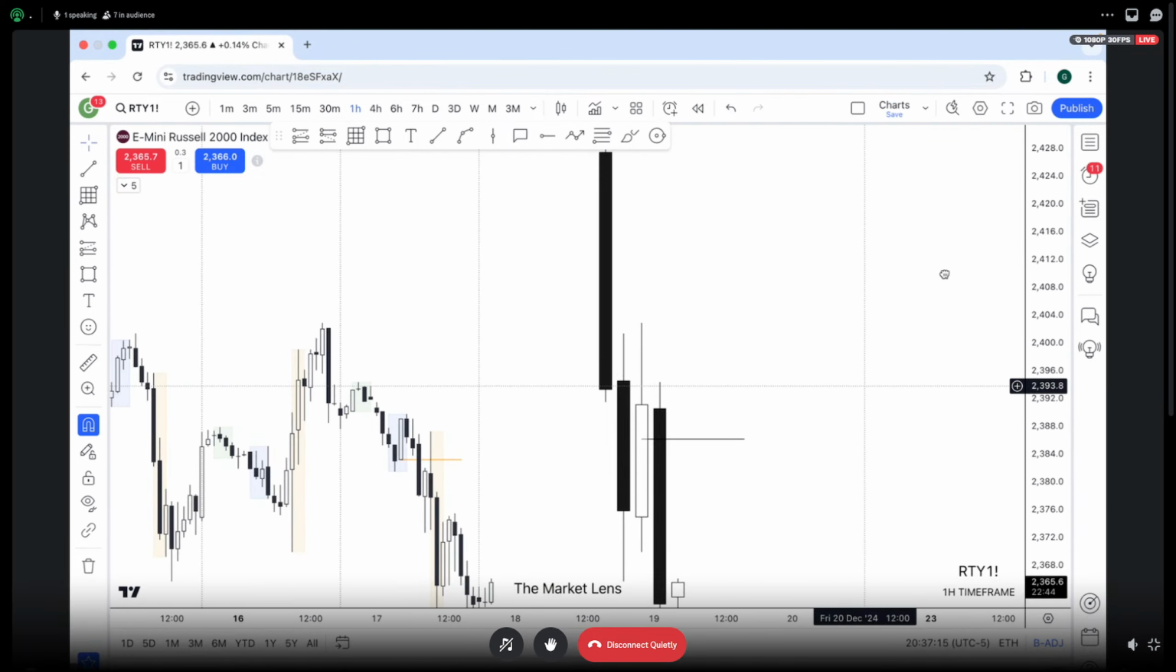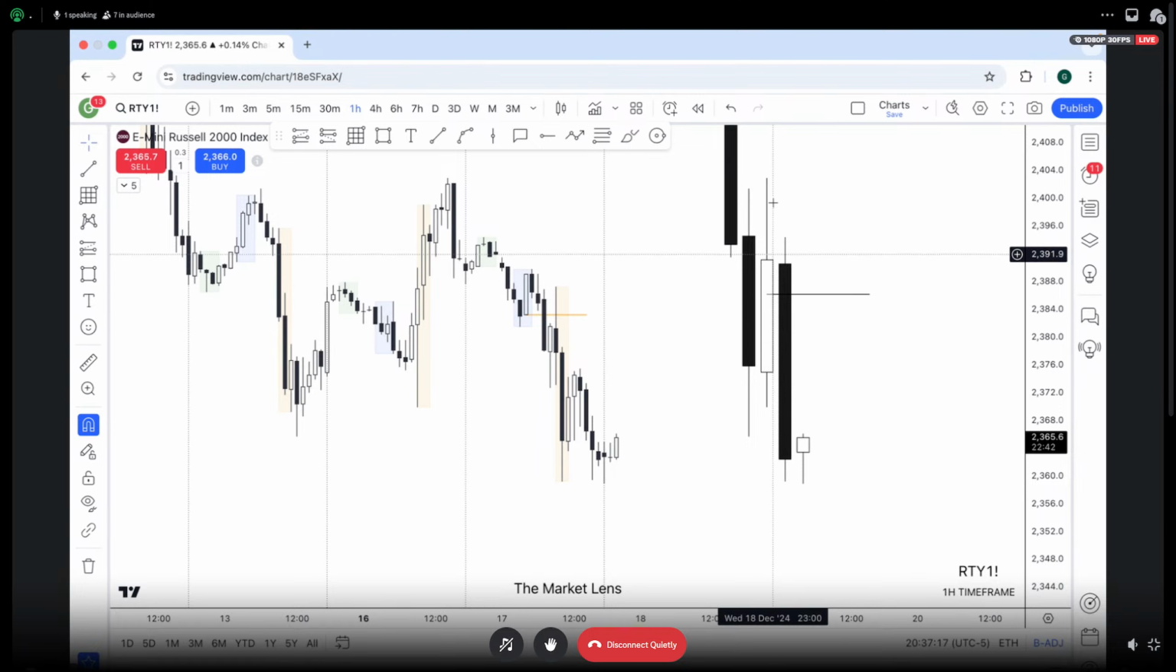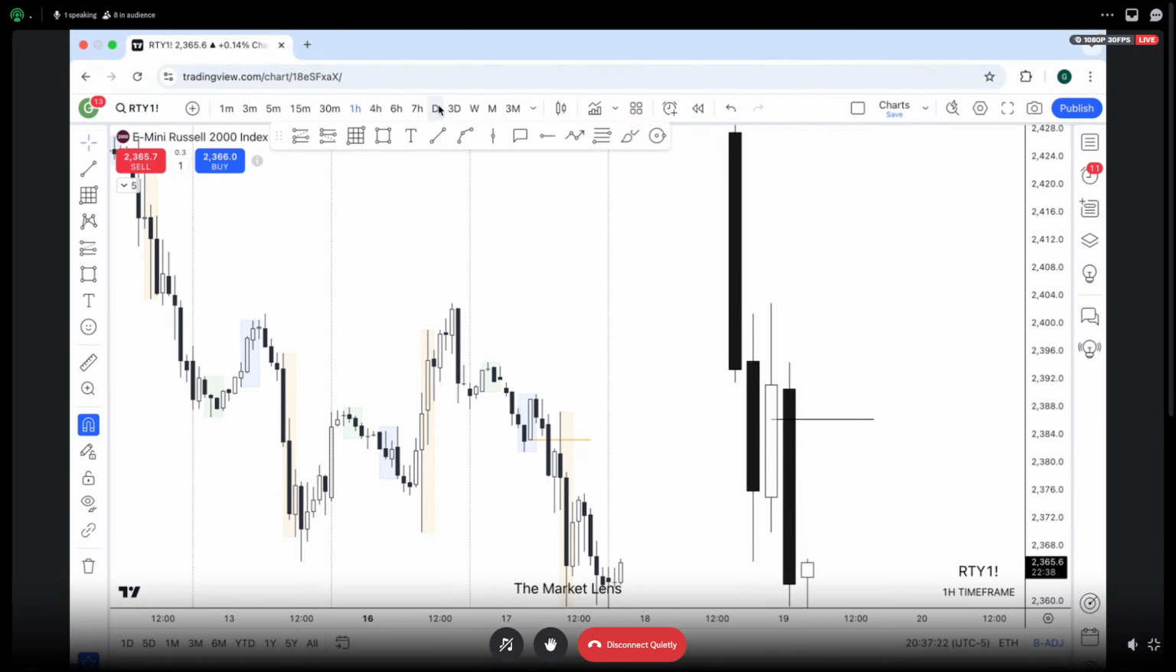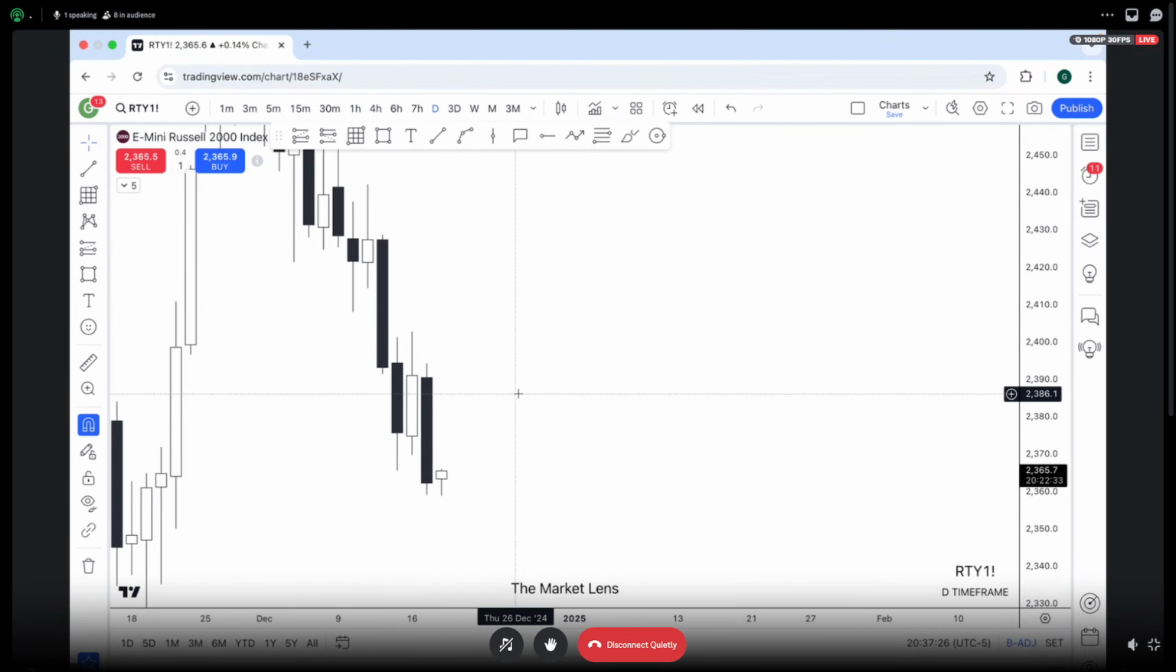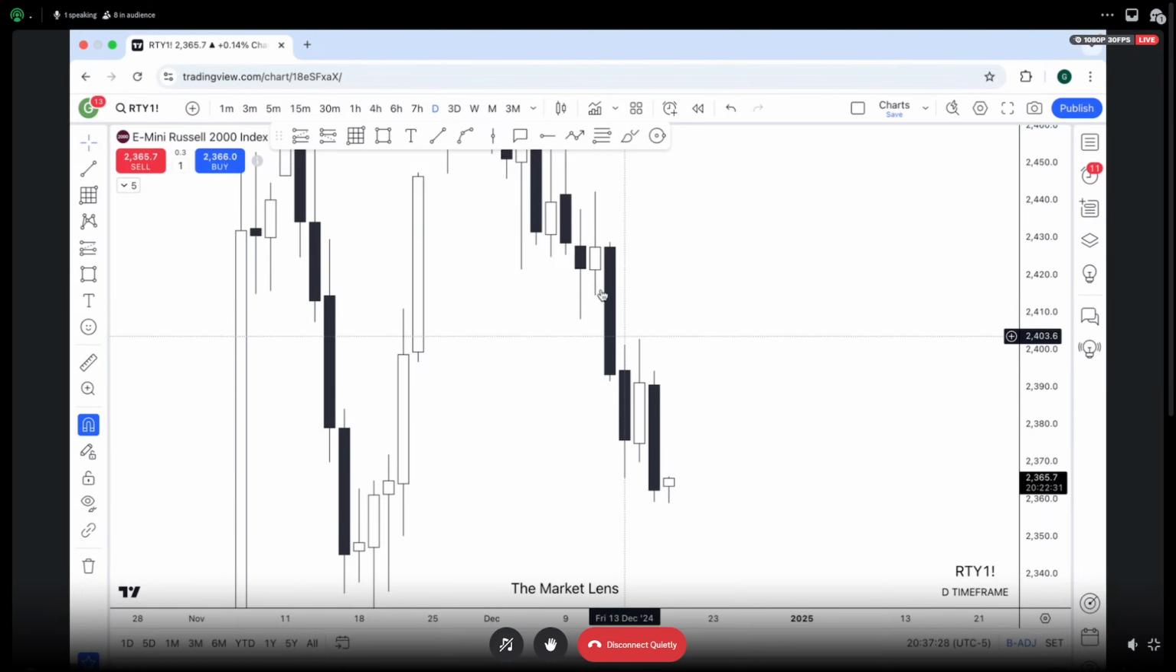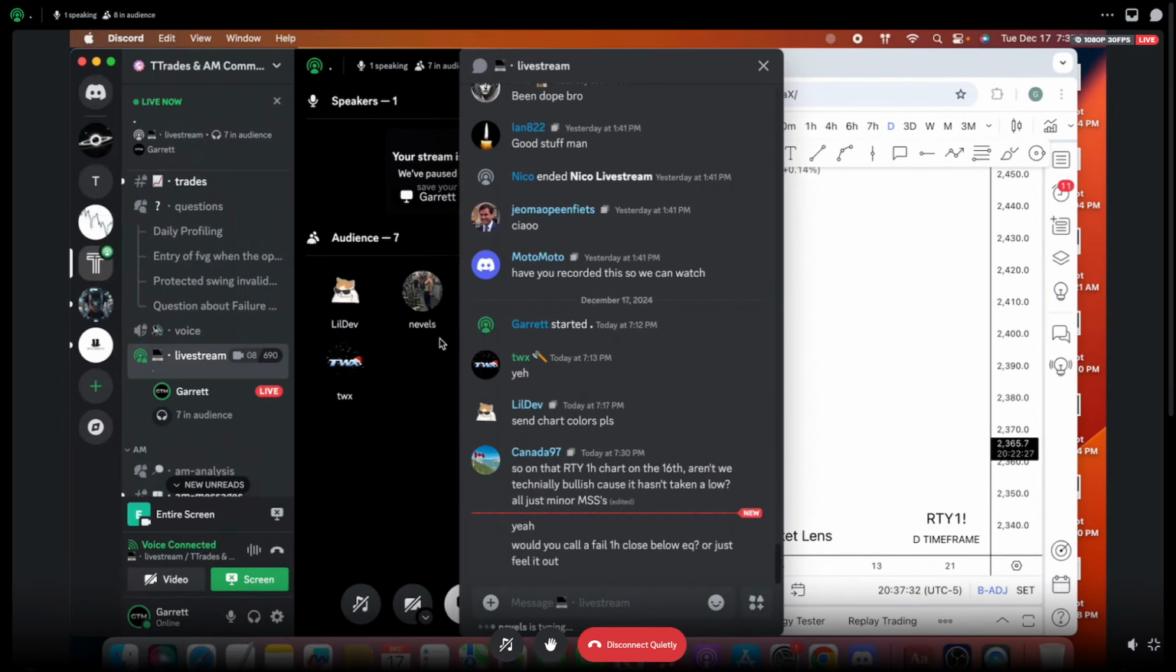But yeah, once we start to disrespect the EQ of this range, and the previous day did hit a key level, right? If you go to the daily chart, it did hit that key level. That kind of makes sense.